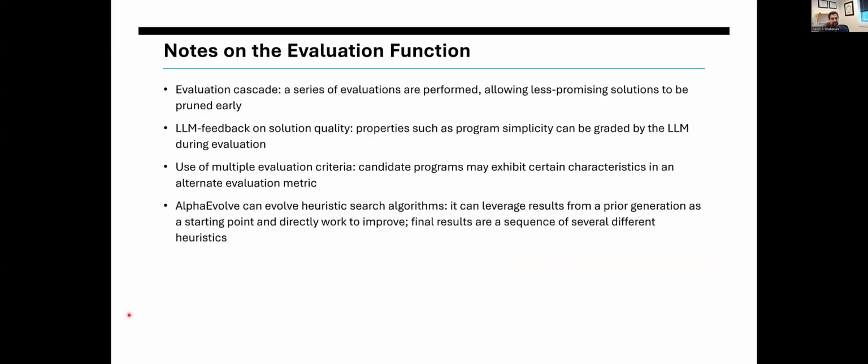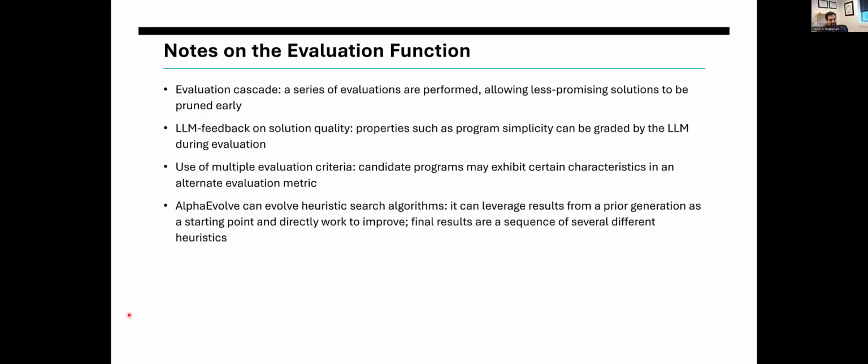With the evaluation function, you can have a cascade of evaluation functions. So if you have less promising solutions that are, say, totally off and not viewed to be contributive at all, those can be pruned early. You can get LLM feedback on solution quality, such as simplicity, which can be graded by the LLM itself. You can also use multiple evaluation criteria. So we could say a given solution may exhibit certain characteristics of an alternative evaluation metric that may be useful to keep in that population for further evolutions.